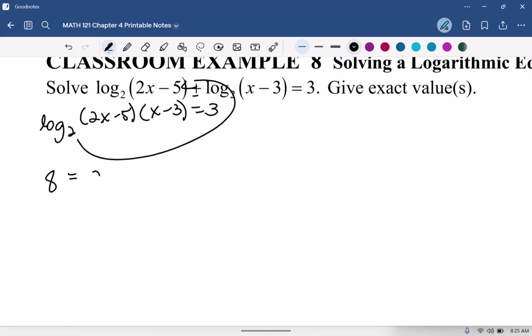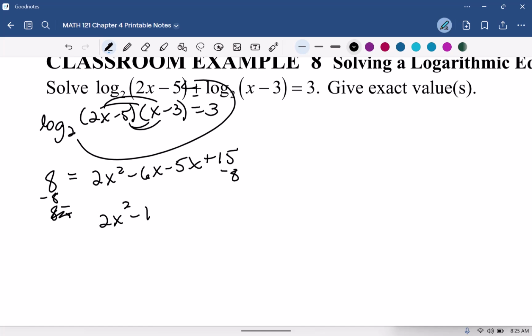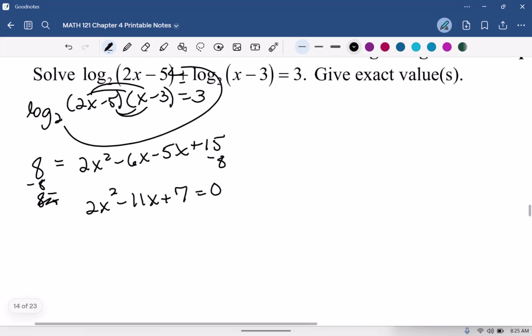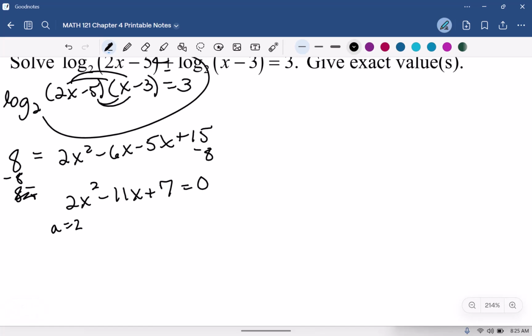Foil that out. 2x squared minus 6x minus 5x plus 15. So that's 8 equals, well, let me go ahead and move my 8 over. So that's 2x squared minus 11x plus 7 equals 0. 2 times 7 is 14. This one is not going to factor, so I'm going to get to use the quadratic formula. Woohoo! So A is 2, B is negative 11, C is 7.